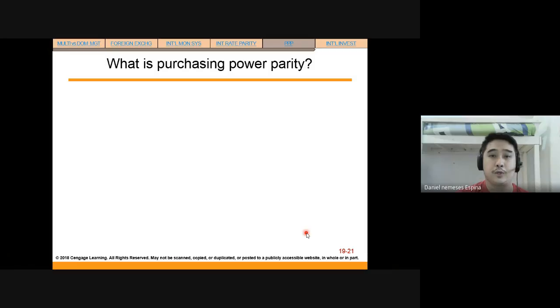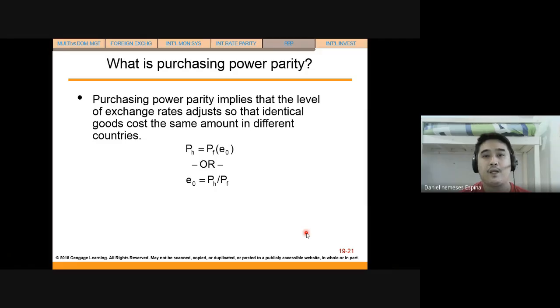So another parity is called the purchasing power parity. Purchasing power parity implies that the level of exchange rates adjusts so that identical goods cost the same amount in different countries. So according to the purchasing power parity, the value of the goods is the same in each country. Okay. Although we are experiencing differences in the exchange rates, according to the purchasing power parity, they have the same value.